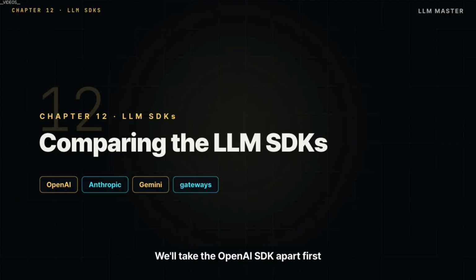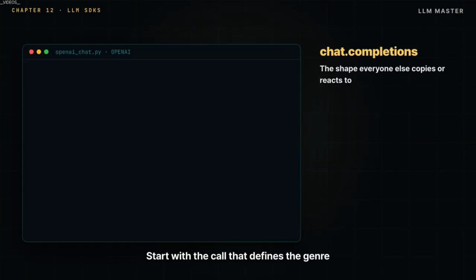We'll take the OpenAI SDK apart first, because its chat completion shape became the informal standard everyone else either copies or reacts against. Then we'll line up OpenAI, Anthropic, and Gemini side by side and watch the same request change costume 3 times. From there we go up a level to abstraction libraries like LiteLLM that give you one interface over many providers, then to running local models behind an OpenAI-compatible gateway, the newer stateful Responses API, and finally the production gateways that route, fall back, and budget across all of them. Start with the call that defines the genre.